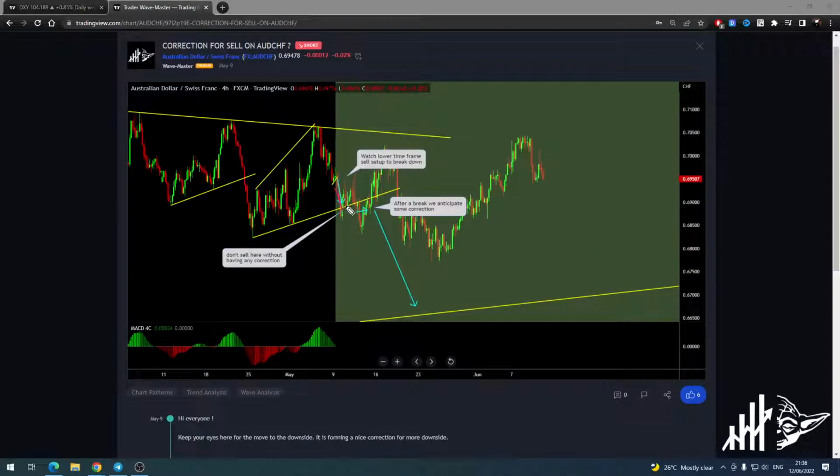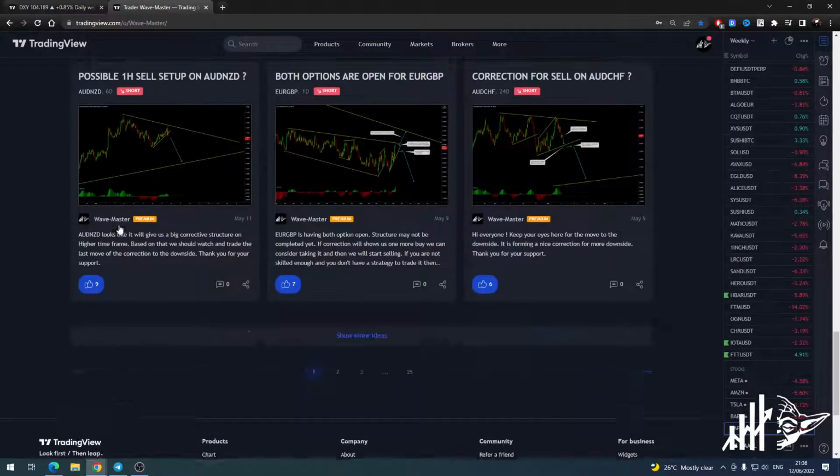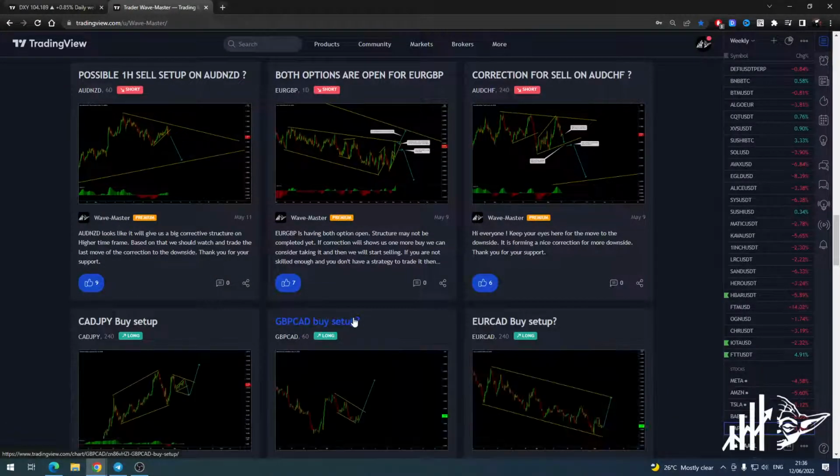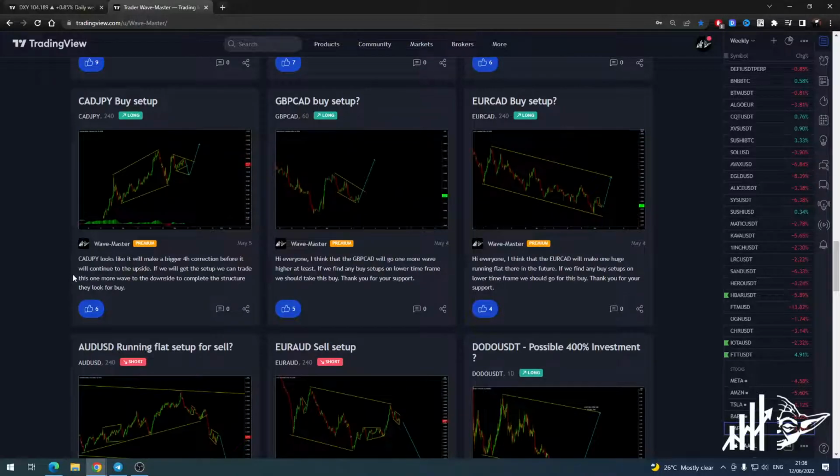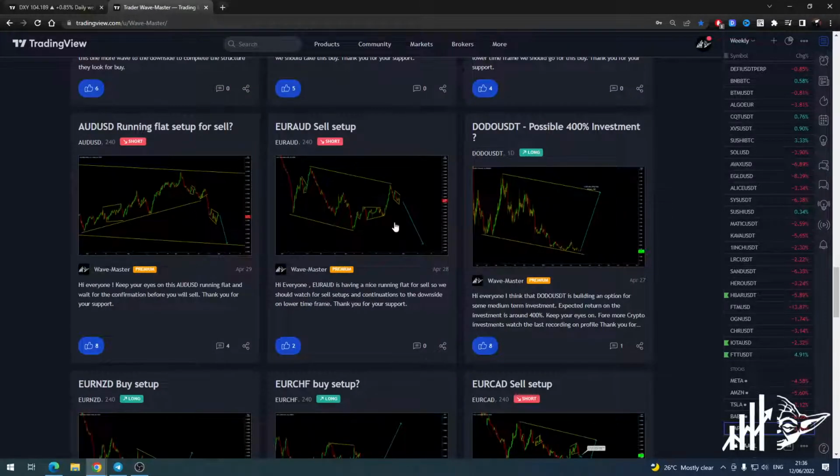Aussie Chief went down, went for the big correction, and went down again. Our strategy works really nice. So this is probably a big proof. This is it, everything is gone. Those are the old setups.